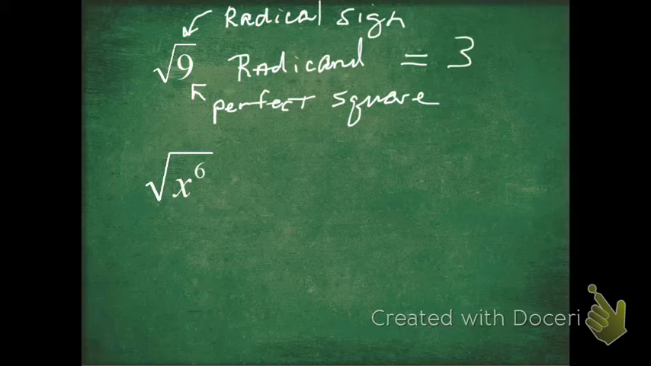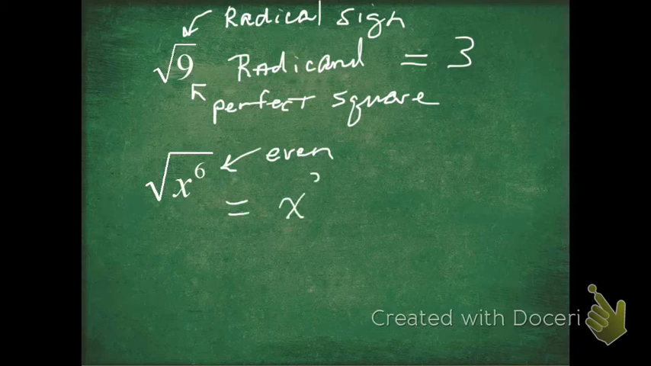If you have a variable inside the radical sign and the exponent is even, we can take the square root by simply taking half of it. So the square root of x to the 6th is x to the 3rd. Just divide the exponent by 2. That always works if the exponent's even.